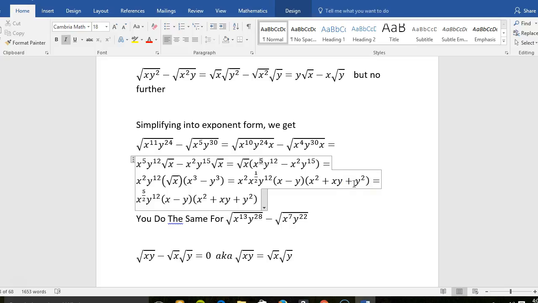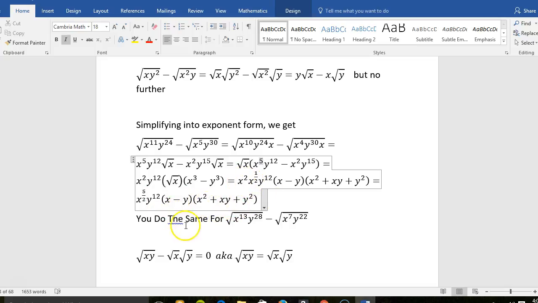And now, here's the thing. x squared times x to the half. Remember, by the laws of exponents, we can add that 2 and that half. That's 2 and a half, which is 5 halves. So there's that 5 halves right there. And so we got x to the 5 halves, y to the 12th, and then times my other stuff that I had before. I just wanted to go ahead and combine these.